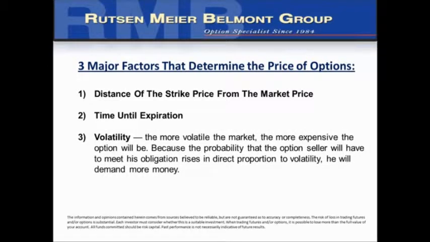Volatility is third. The more volatile the market, the more expensive the option will be, because the probability that the option seller will have to meet his obligation rises in direct proportion to volatility. He will demand more money.